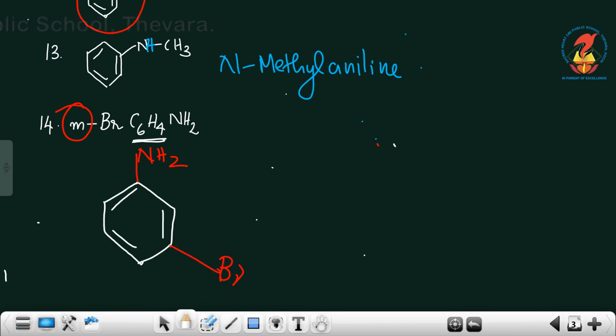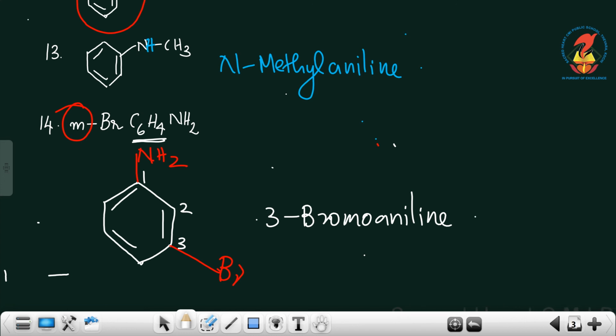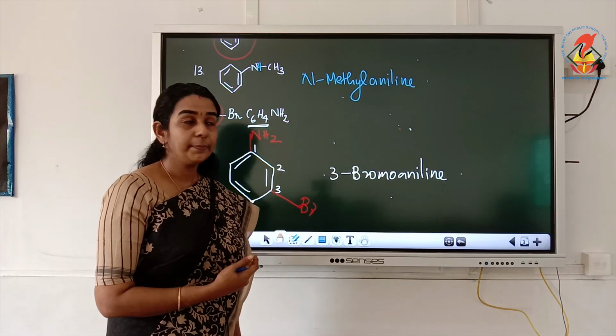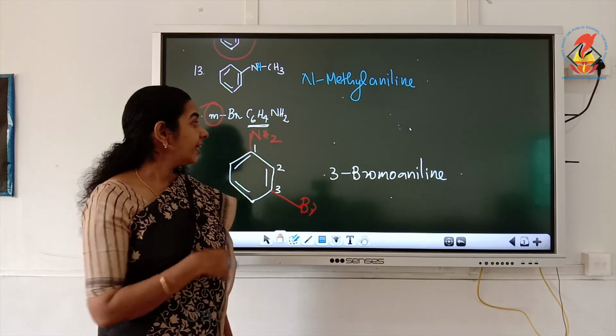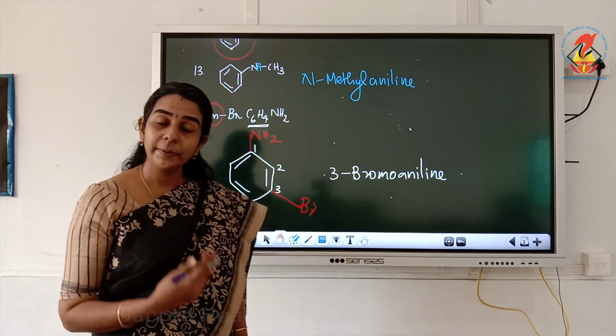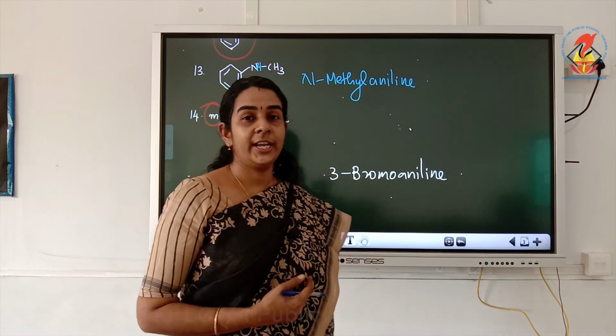So this is about the structure of this compound. Now how we can name it: 1, 2, 3, because bromine has least priority. So the name of this compound is 3-bromoaniline. So this is about how to write the IUPAC name of amines. Aniline is an IUPAC accepted common name.